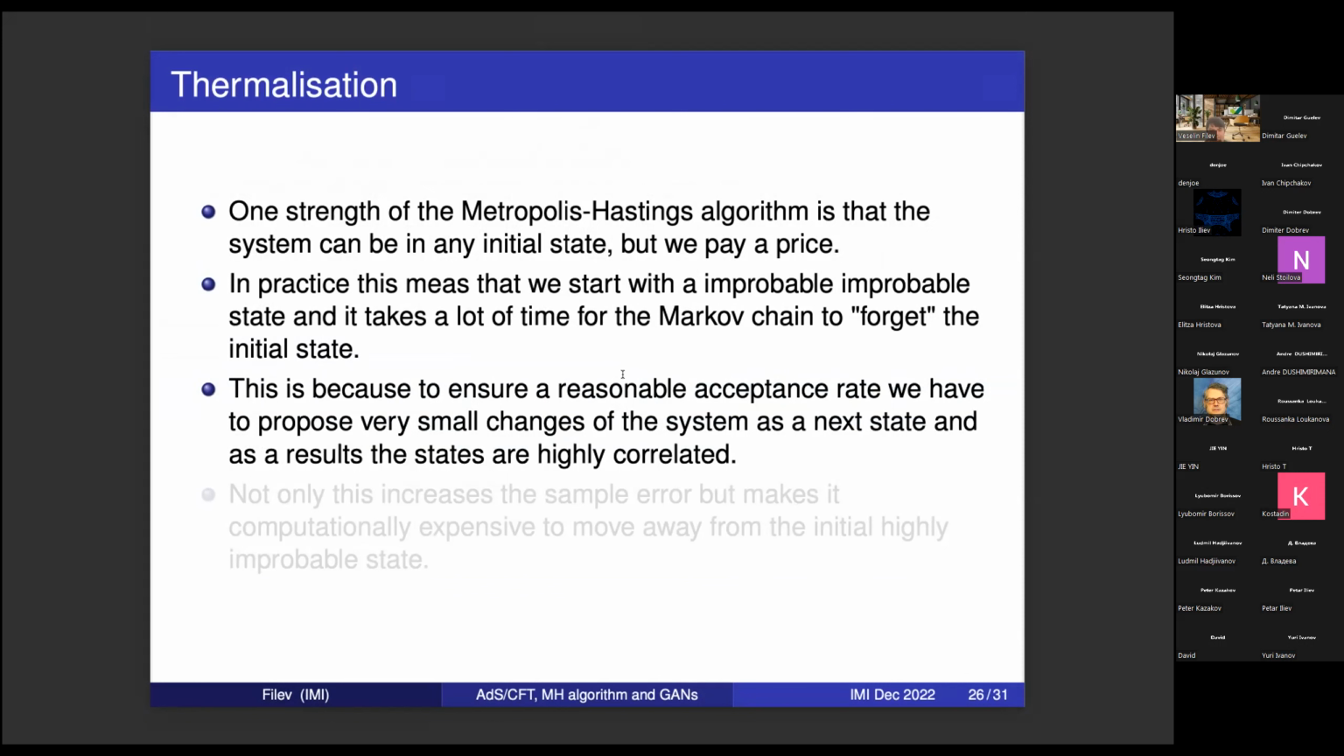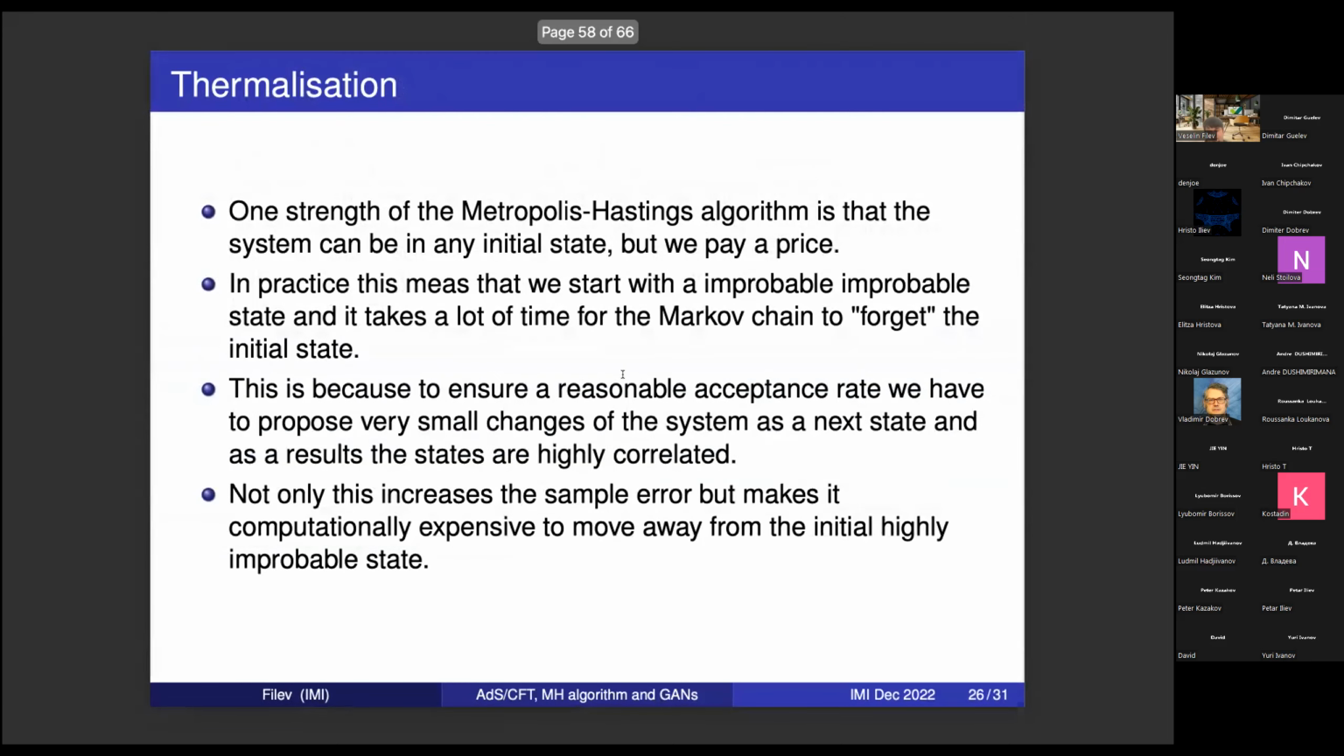Not only does autocorrelation increase your statistical error, but it also makes it very slow to forget. That's why this becomes a problem when you have large size matrices. Computationally, you have to wait days for it to thermalize, and then you change something, and you have to thermalize again.